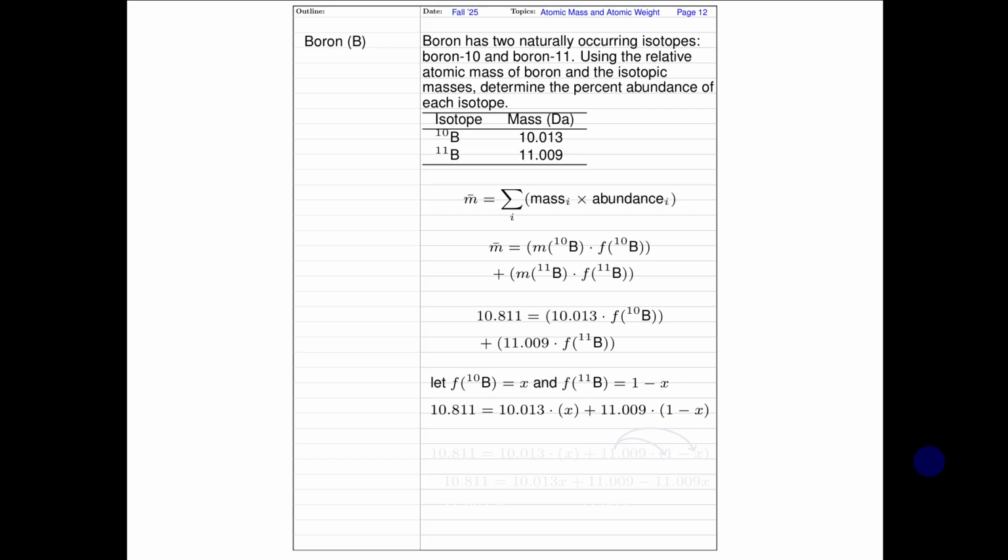First, let's replace our formal notation with x and 1 subtract x, just so it's easier to work with. Now we can simplify the right-hand side of the equation by distributing 11.009 into both terms in the parentheses. We combine like terms by subtracting 11.009 from both sides of the equation. We'll wind up with this. We can further simplify the right-hand side of the equation by combining like terms. So we'll subtract 11.009x from 10.013x.